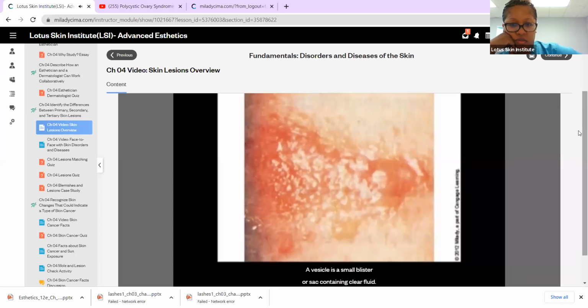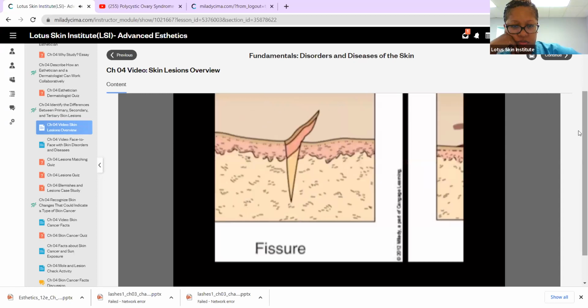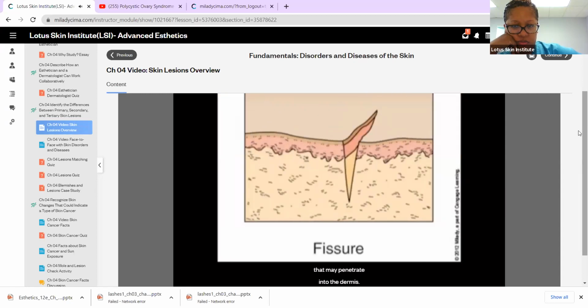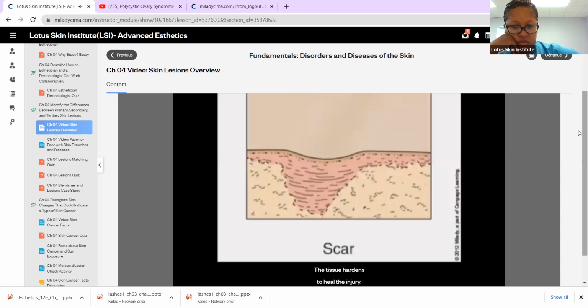A vesicle is a small blister or sac containing clear fluid. Poison ivy and poison oak produce vesicles. A scab on a sore is an example of a crust or dead cells formed over a wound or blemish during healing. Crusts result in an accumulation of sebum and pus, sometimes mixed with epidermal material. A fissure is a crack in the skin that may penetrate into the dermis. Fissures are seen on chapped lips and hands. A scar is a discolored, slightly raised mark on the skin formed after an injury or lesion is healed. The tissue hardens to heal the injury.